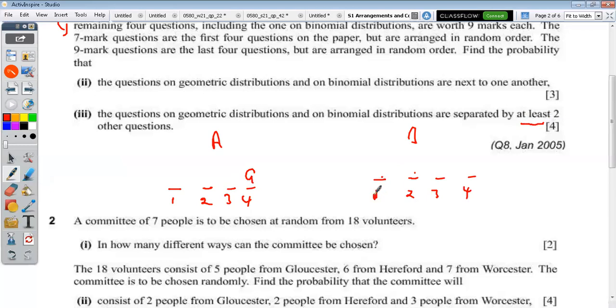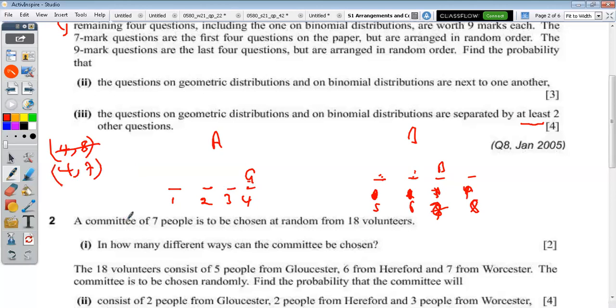In fact, let me do 5 so that we see 6, 7, 8. I can't put it here because there's no space. If I put it on position 6, it differs by only 1 question. We need at least 2, so it can only be here. So it means I've got position 4 and position 7.